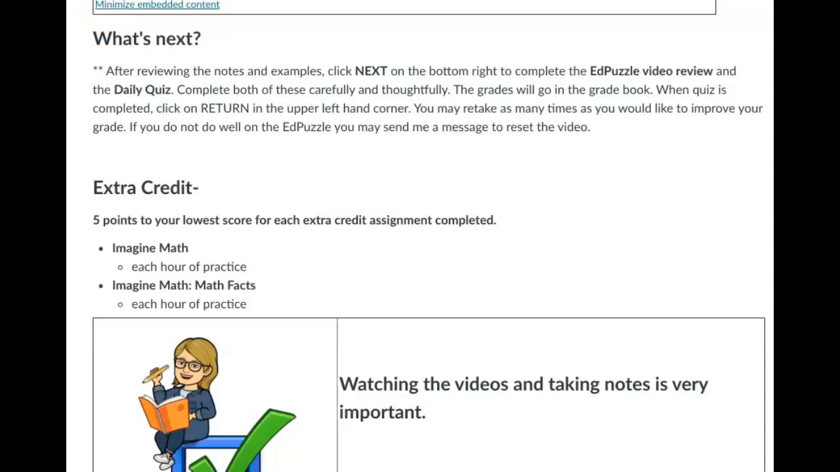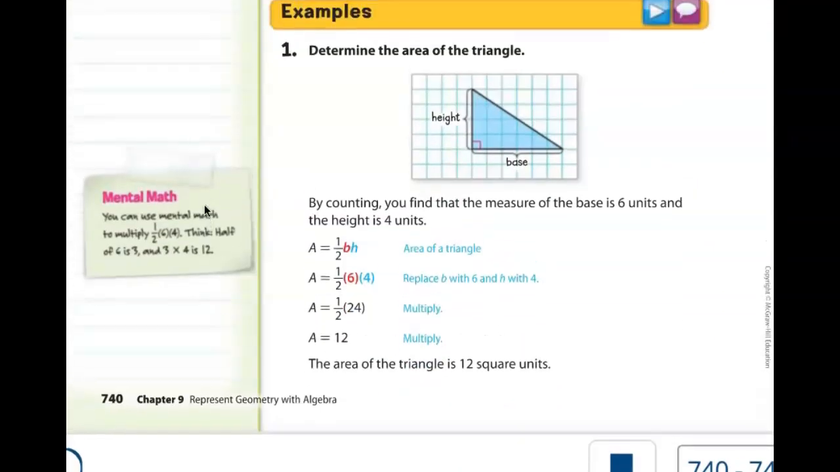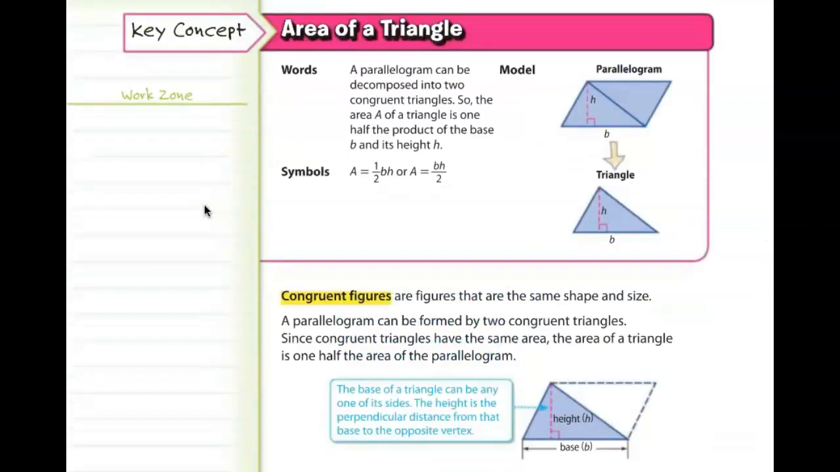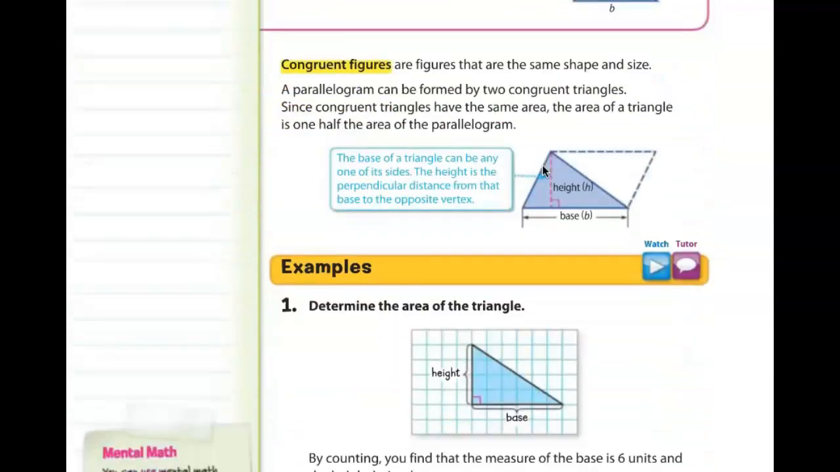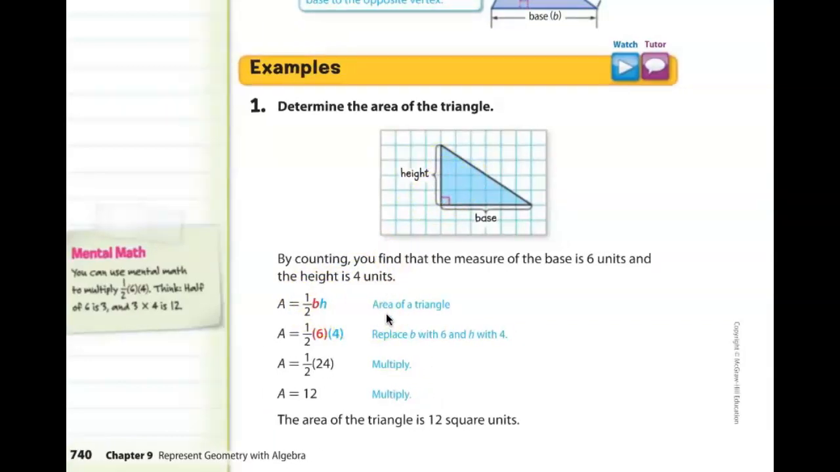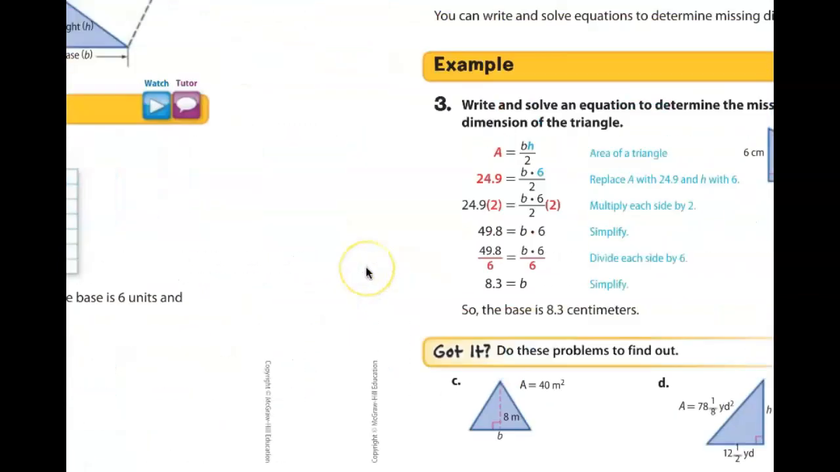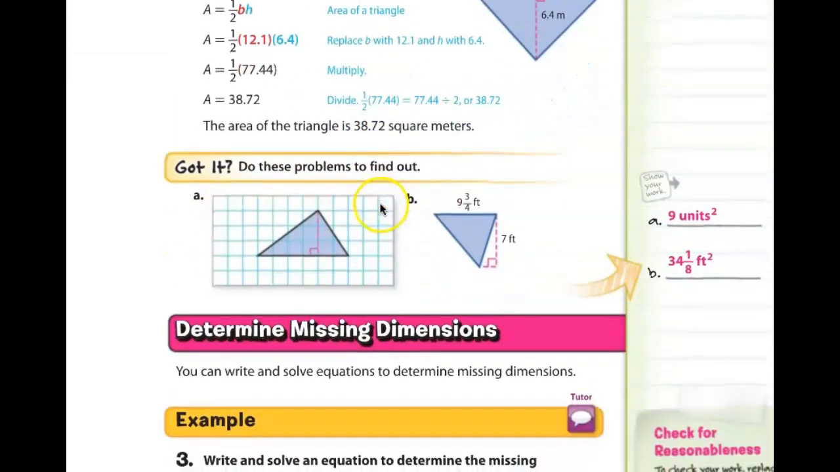Let's do some examples together, please. Okay, if you go to your book and open it up to page 740, you're going to see more information about how to solve area of a triangle problems. Essentially, just putting in the information that you're given into the 1/2 base times height formula. So this is an example done for you. Here's another example done for you as well.